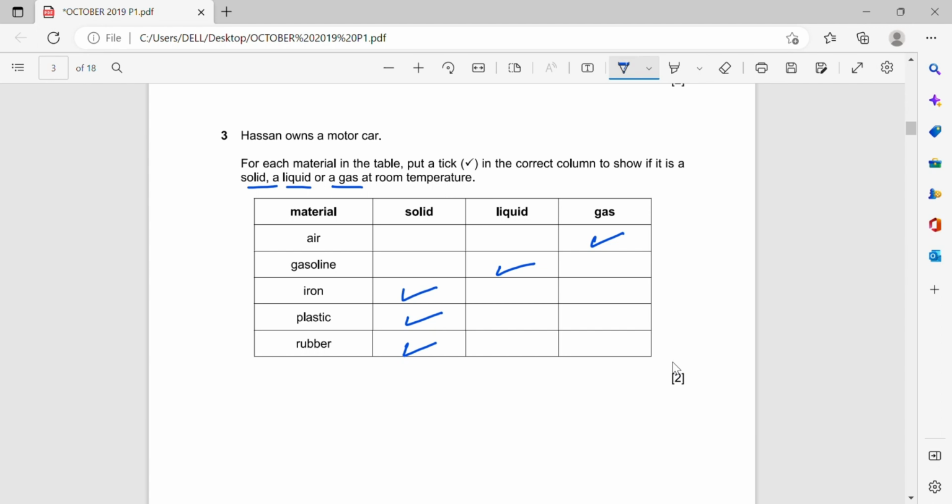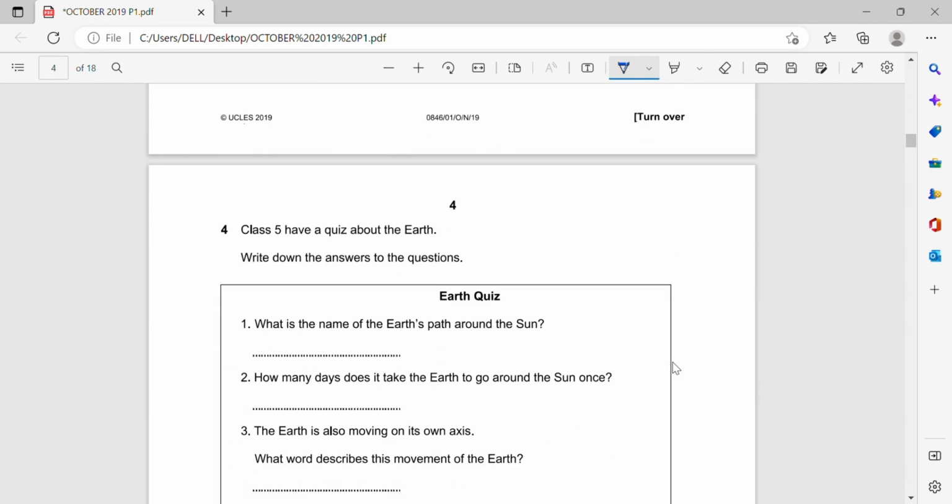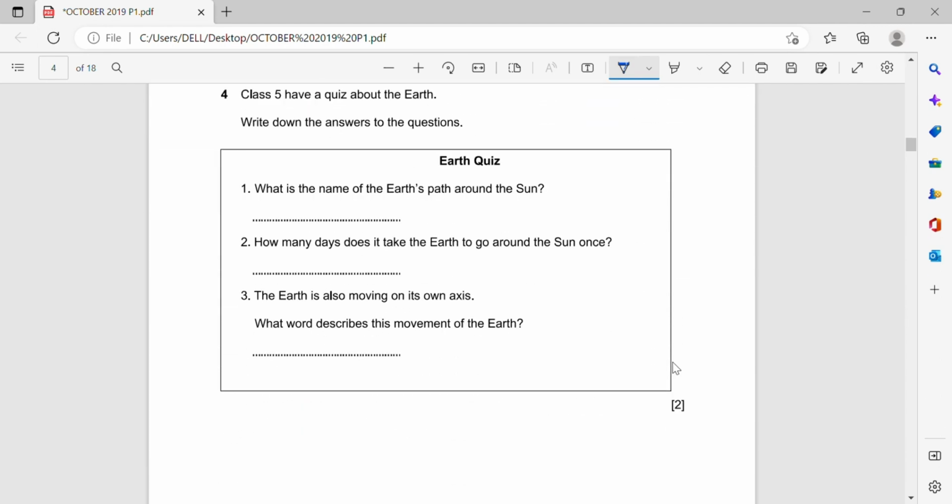Okay, next question. Class 5 have a quiz about the Earth. Write down the answers to the questions. Earth's quiz. What's the name of the Earth's path around the Sun? We know that the Earth orbits the Sun. What is the name of the path? Here I have the Sun and the Earth, for example, and something moving along here. What is it called? Great. It's called the orbit.